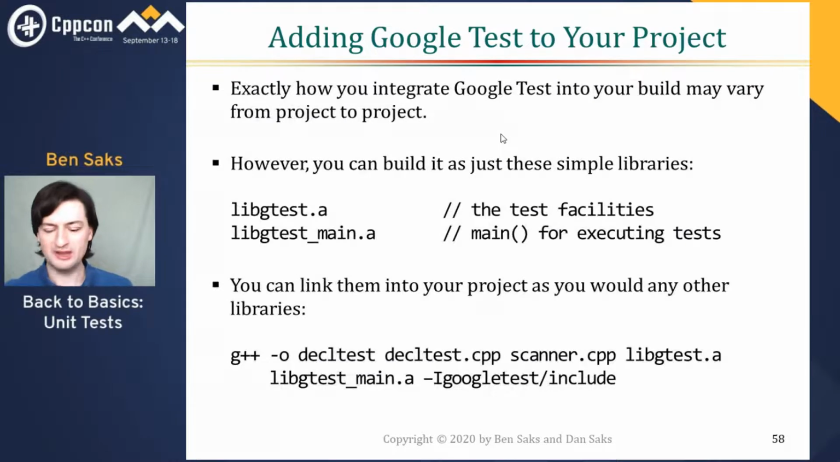Now, exactly how you integrate a framework like Google Test into your build is going to depend somewhat on the details of your project, but it doesn't have to be particularly complicated. Google Test does build as just simple libraries, like these two specifically. All of the main testing facilities go in libgtest.a, and then the separate main program for executing the tests, if you want to link that in, has its own library. And then you can just link them into your project the same way that you would any other libraries. And you can go ahead and use Google Test.